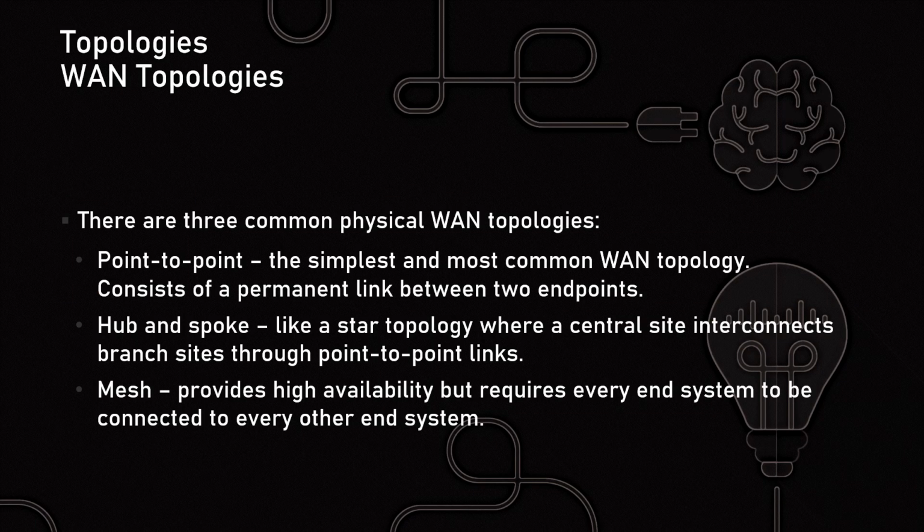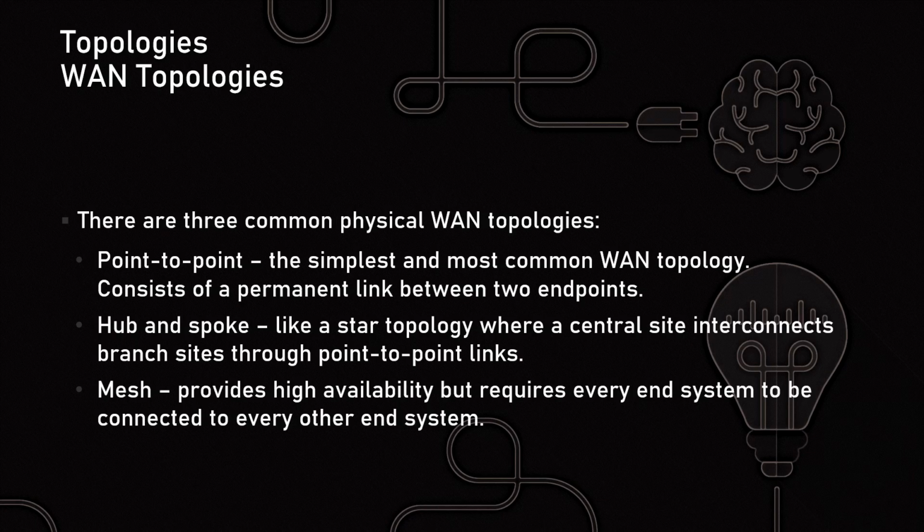There are three common physical WAN topologies that we discuss: point-to-point, hub and spoke, and mesh. Point-to-point topologies are the simplest and most common. This is a permanent link between two endpoints. So when we talk about a bus topology, for instance, that's traditionally going to be a backbone that connects to individual items. This is even simpler than that, where we have, let's say, a crossover cable that connects two desktops. Hub and spoke is what we talk about when we're dealing with a star topology, where we have a central interconnection that branches through different point-to-point links. So a hub and spoke is actually made up of several point-to-point connections.